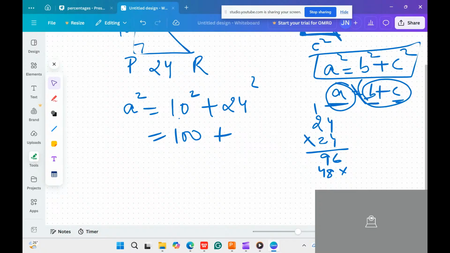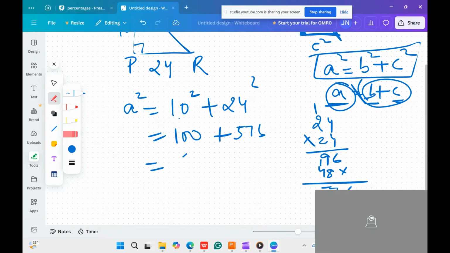Solve it further. So it is equal to 676. So a square is equal to 676. So a equals the root of 676. Now, do you know how to find the square root?